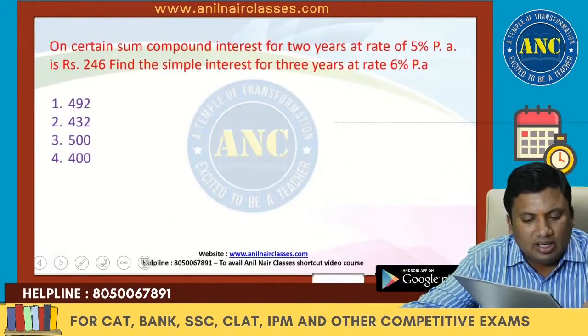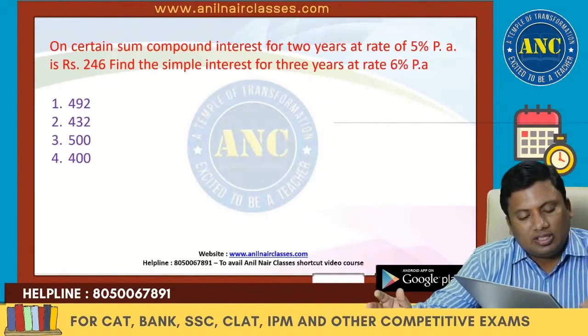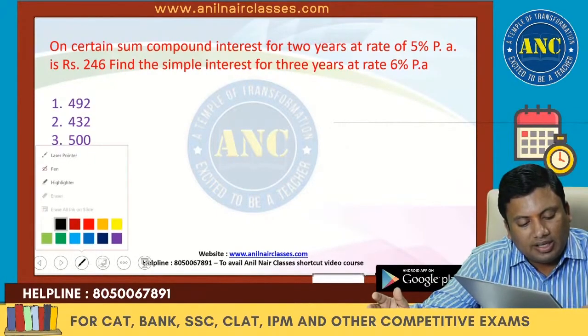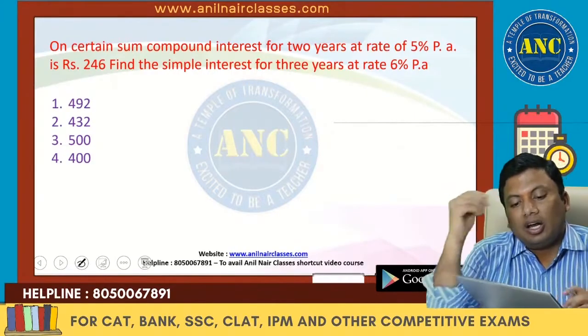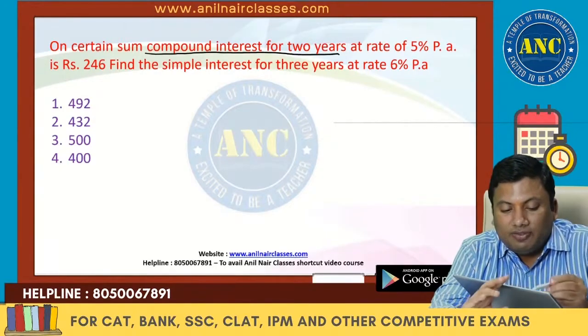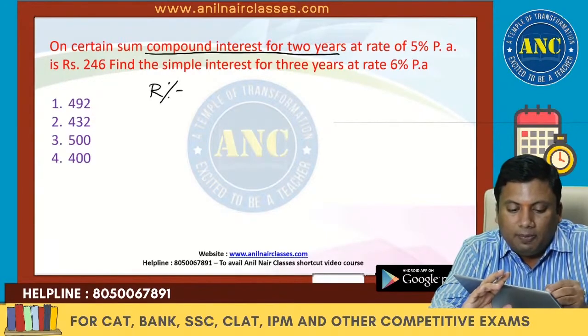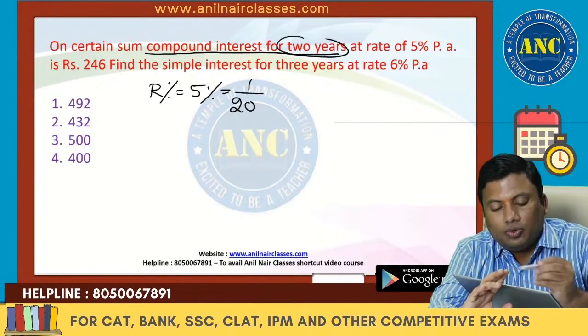Now let us see some problems. See here, sir. First question. All these are right. Some of them are exam model questions. Now see here. On a certain sum. First we will read the question. Compound interest for 2 years at 5% per annum. 5% is 1 by 20. It is for 2 years.